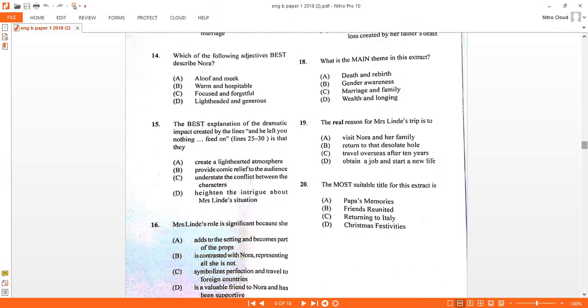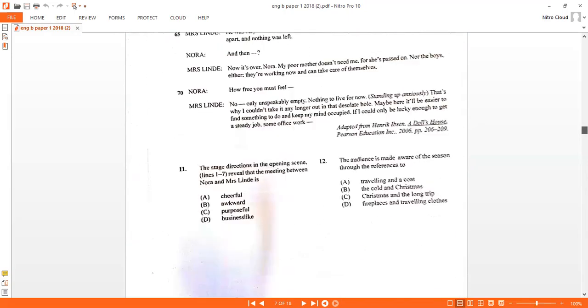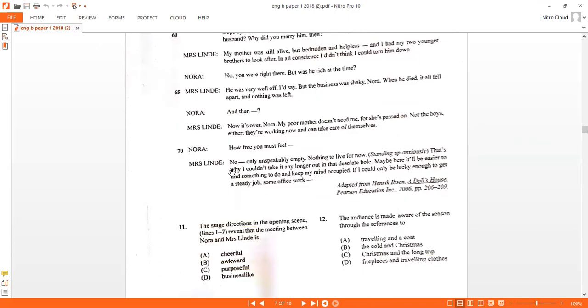Number 19 says, the real reason for Mrs. Linde's trip is to... It would not be to visit Nora and her family because she didn't even know that she was there. It would not be to return to that desolate hole. The desolate hole would be to return to the world outside, and she does not want to return there. It would not be to travel overseas after 10 years. No, that is definitely out. If we were doing the process of elimination, we're left with option D, which is obtain a job and start a new life.